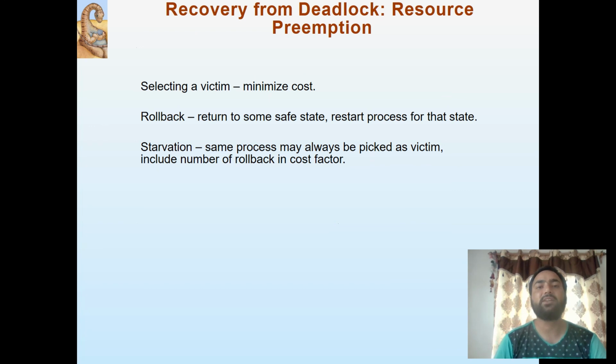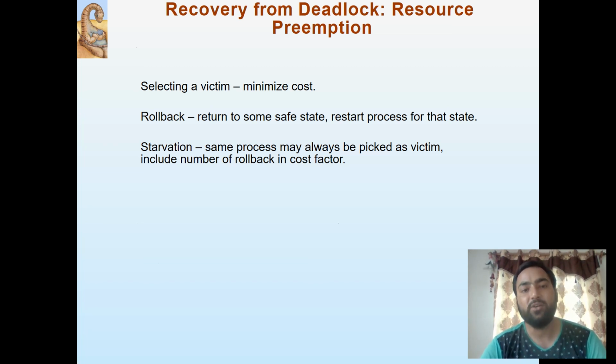Then another method to recover from the deadlock is resource preemption. कि हम क्या करते हैं, रिसोर्सेज को प्रीएम्प्ट करना स्टार्ट करते हैं वन बाय वन. So this is also a method. In this, we select a particular victim resource to preempt such that it leads to the minimum cost in the system. That means the system's performance gets very less affected. Such resources need to be preempted.